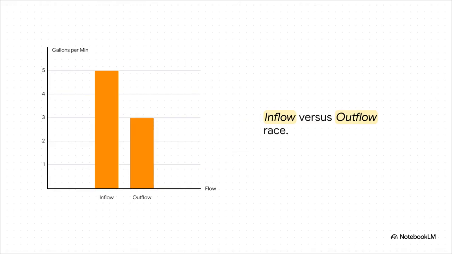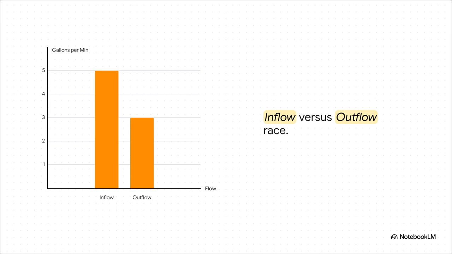Well, the crucial number here is 2, specifically 2 gallons a minute of positive accumulation. Because our inflow of 5 outweighs our outflow of 3, the tub is actively filling up at that steady 2-gallon rate. This simple arithmetic is literally the beating heart of dynamic modeling. When you visualize this dynamic, the math becomes incredibly clear. Just picture an inflow towering at 5 up against an outflow down at 3.